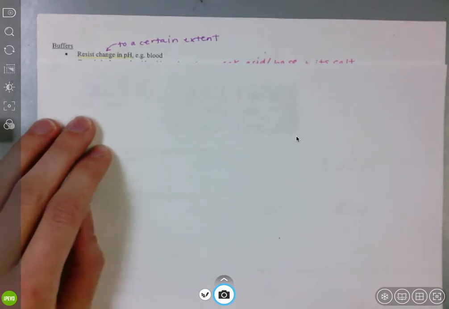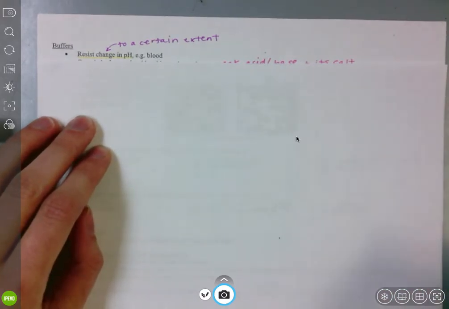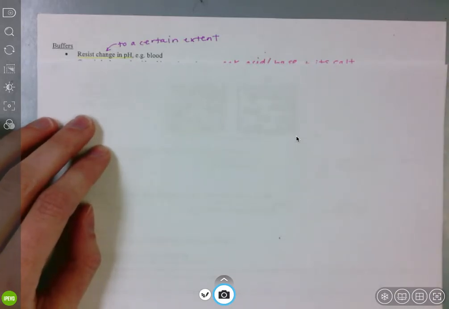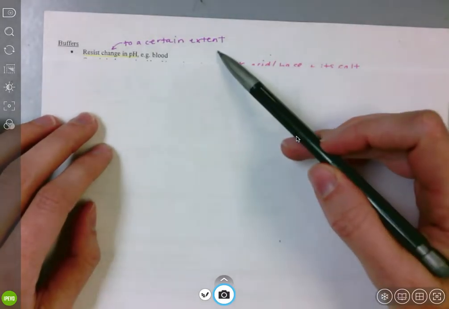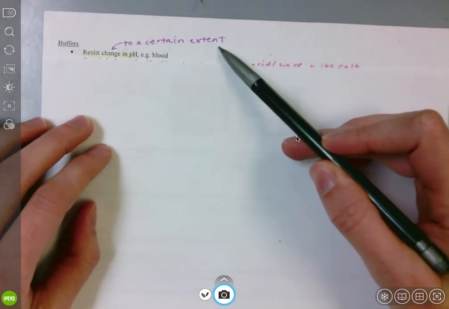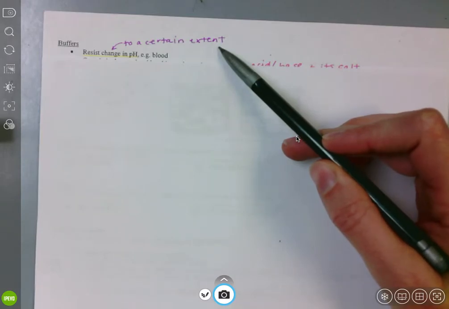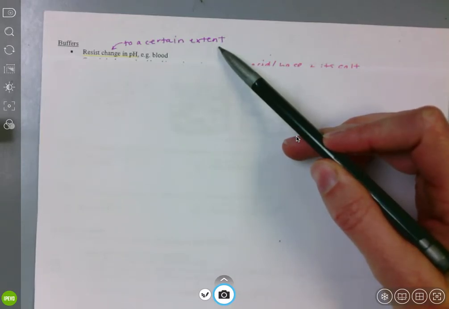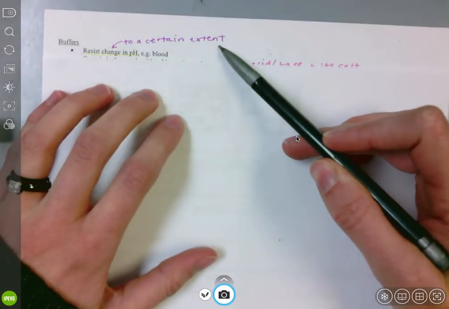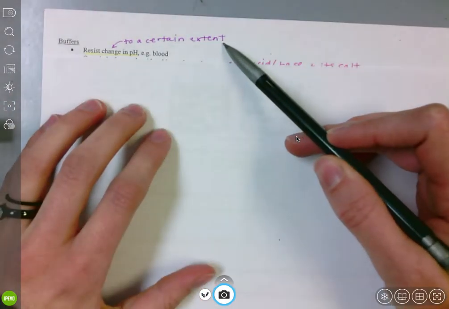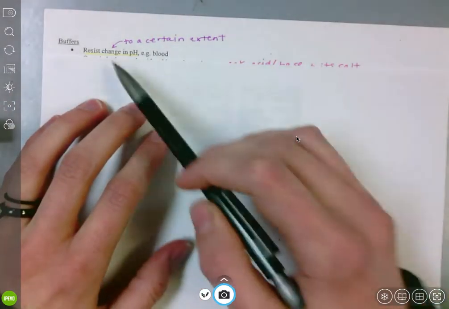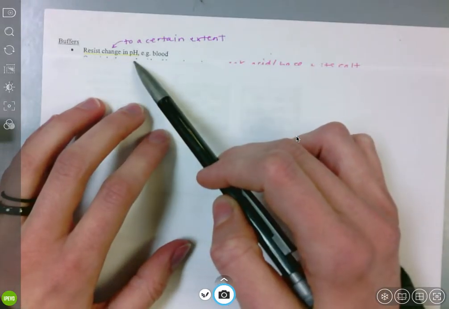So a buffer is a substance that resists changes in pH when a strong acid or strong base is added to it. This is to a certain extent. If we add a lot of the strong acid or a lot of the strong base, it's obviously going to affect it, but with minor additions of a strong acid or strong base to our buffer, we're going to resist the change.